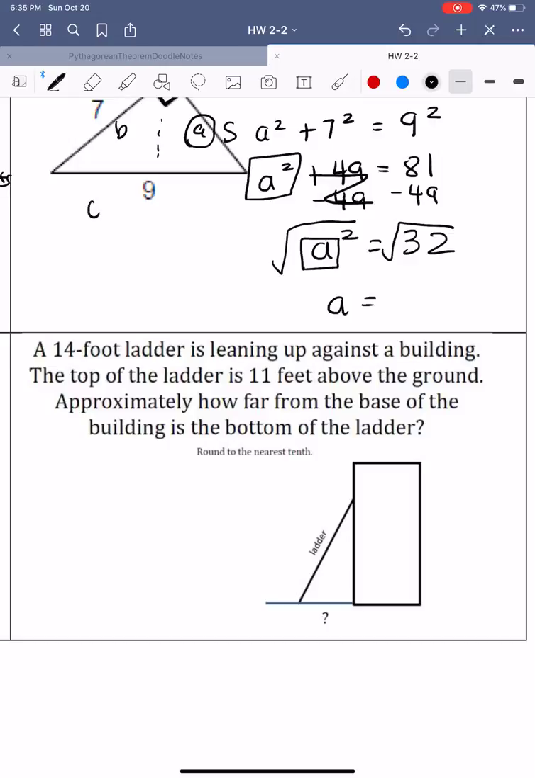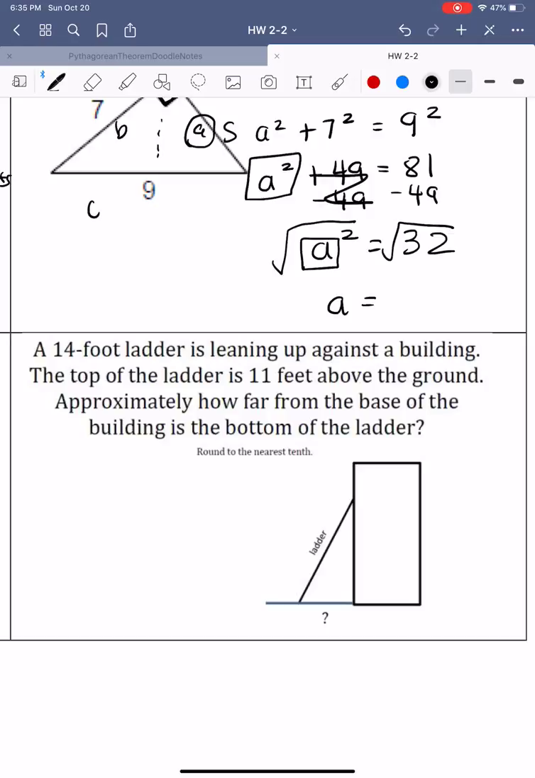A 14-foot ladder is leaning up against a building. The top of the ladder is 11 feet above the ground. Approximately how far from the base of the building is the bottom of the ladder? Okay, that's a lot of words. So let's start with the beginning.